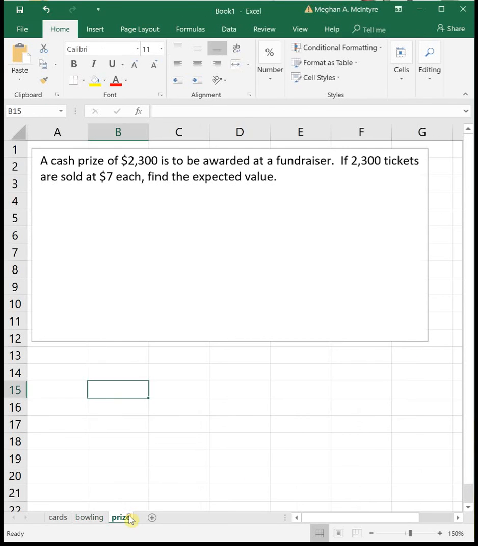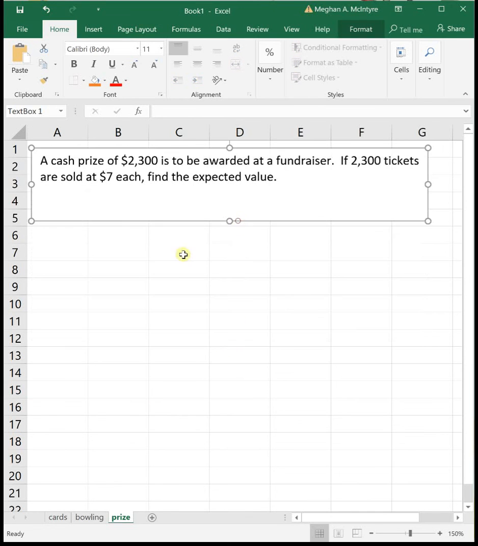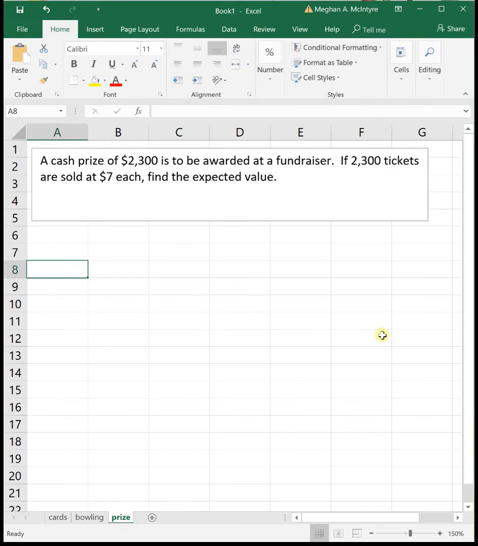All right, one more example. So a cash prize of $2,300 is to be awarded at a fundraiser. If 2,300 tickets are sold at $7 each, find the expected value. So to find expected value, we need to list out all of the different outcomes or possibilities along with the probability that they happen. So with this raffle ticket, you buy a ticket.